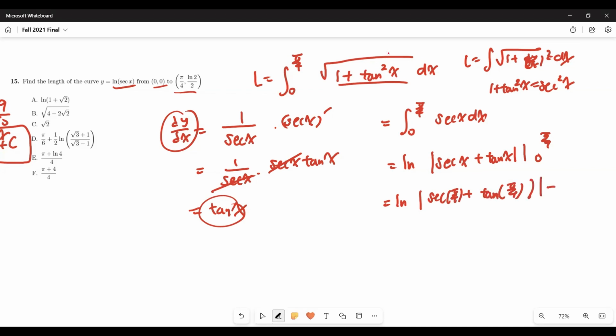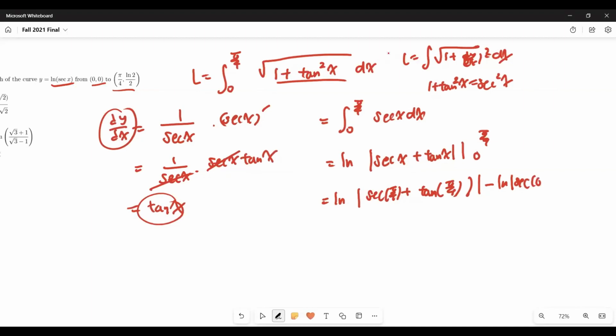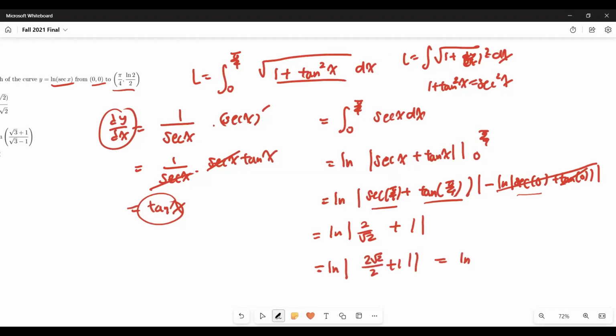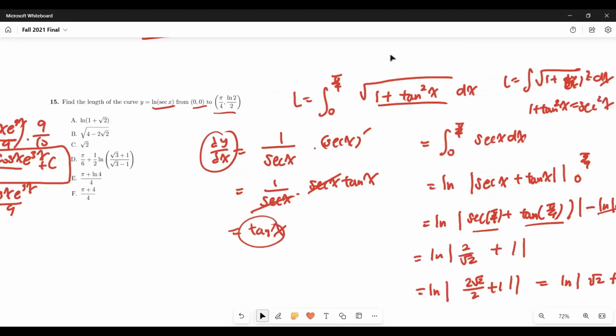So this is ln of secant pi over 4 plus tangent pi over 4, and then minus ln of secant 0 plus tangent 0. Tangent 0 is 0, and secant of 0 is 1, so ln of 1 is 0, so this entire thing is just 0. So this is ln of secant pi over 4, which is square root of 2, plus tangent pi over 4, which is 1, so this is ln of square root of 2 plus 1. So the answer for this question is A.